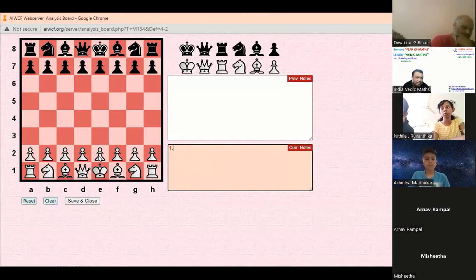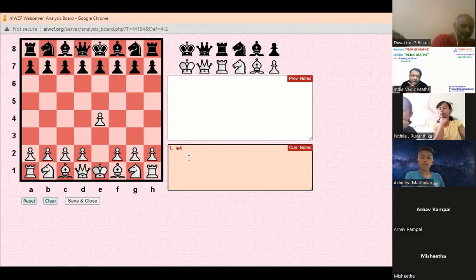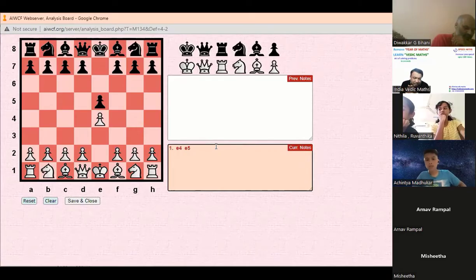Suppose I am white. I start with this. I move to which place? E4. I'll simply say E4, because I have not captured anything. Got it? Now, suppose black responds with this. Black moves to which one? E5. You don't have to write pawn, because when you say E4, E5, it means the pawn. So you don't need to write P or something.